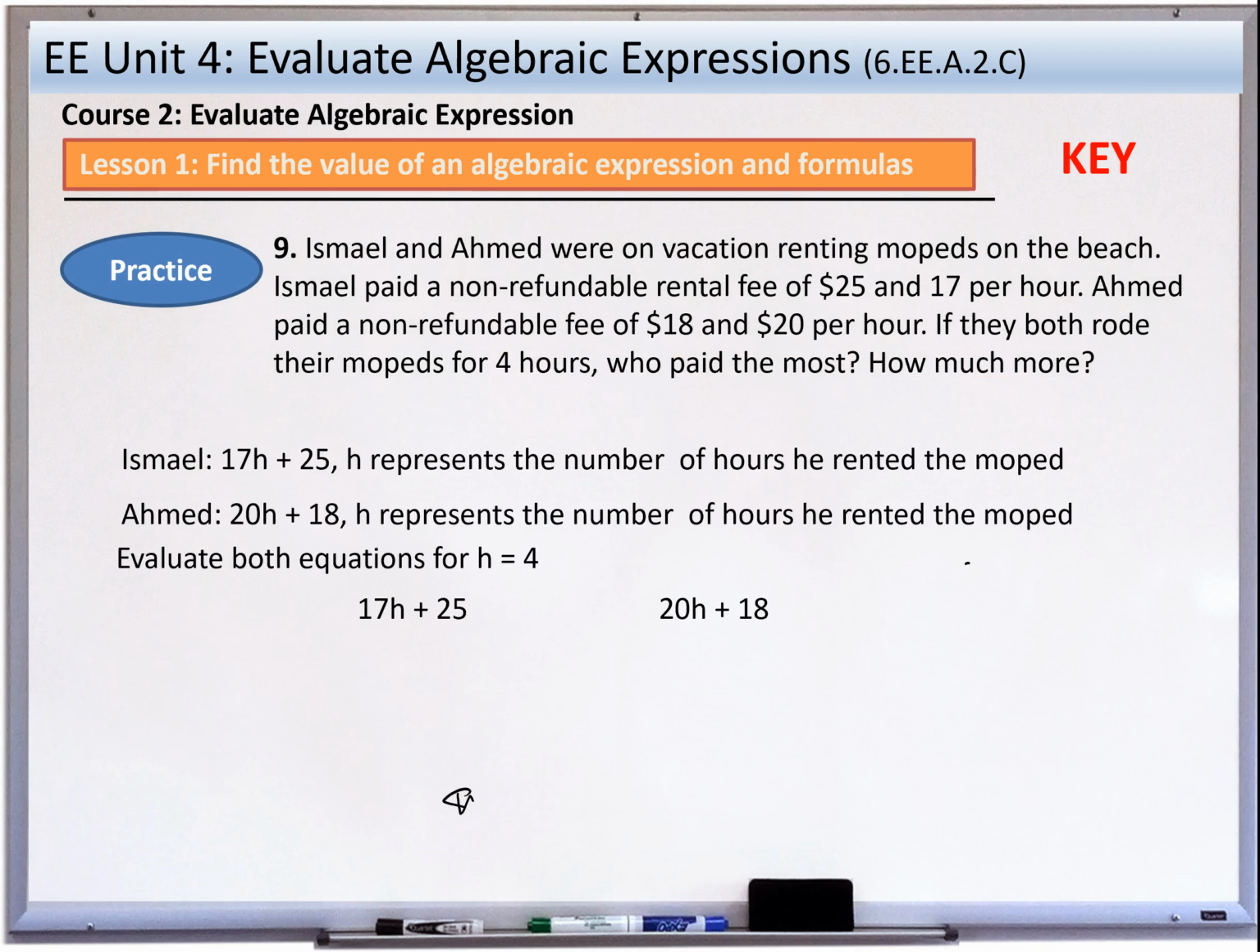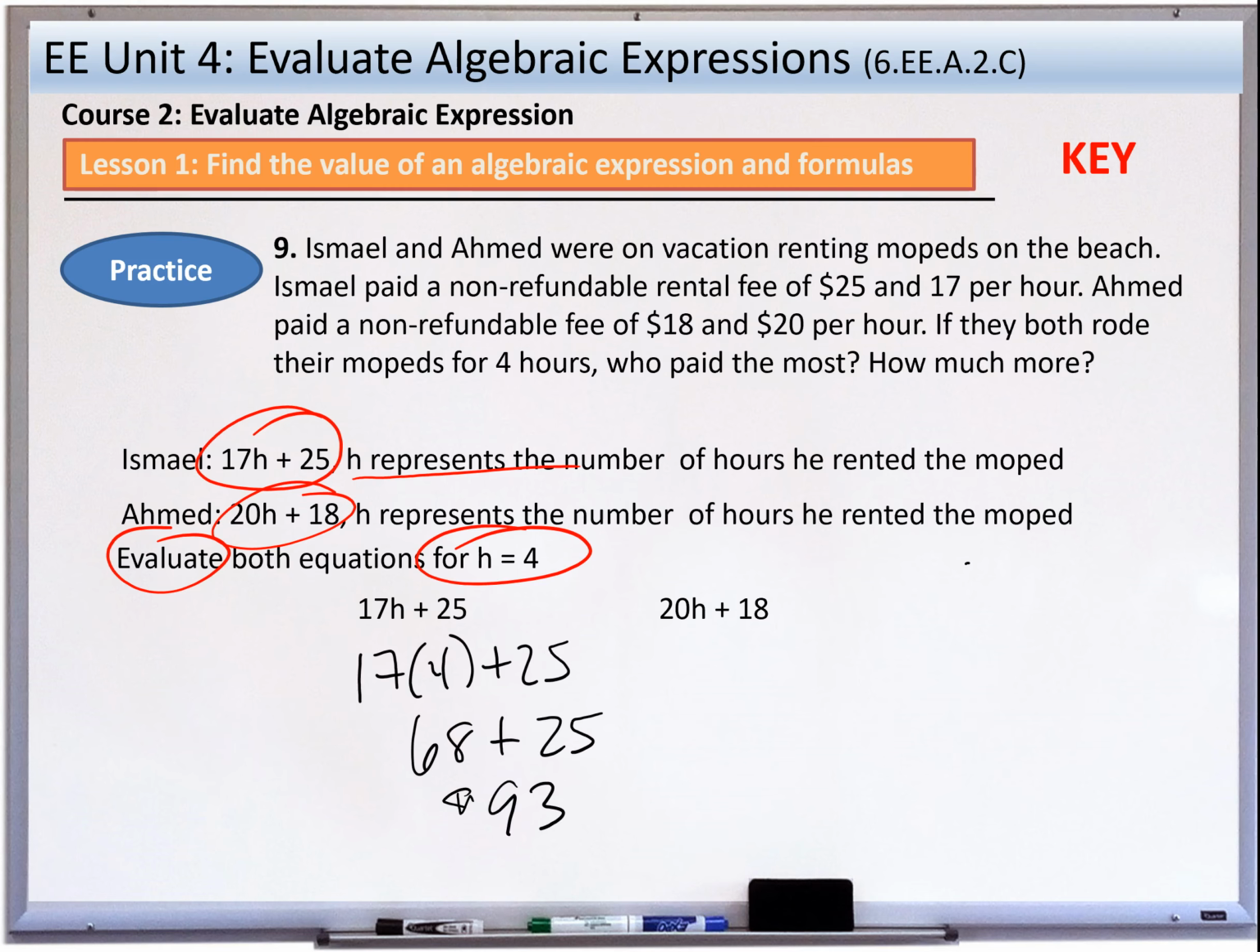Okay, so here are our expressions. For Ismail, 17 an hour plus he paid a 25 rental fee. And in both cases, we're going to let H represent the number of hours that the person rented the moped. Ahmed paid 20 an hour, but his rental fee was only 18. So we're going to evaluate both of the expressions for hours equals 4.